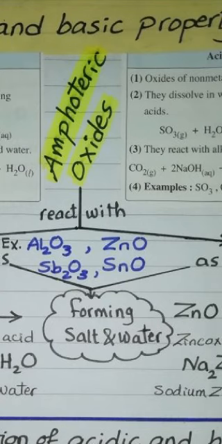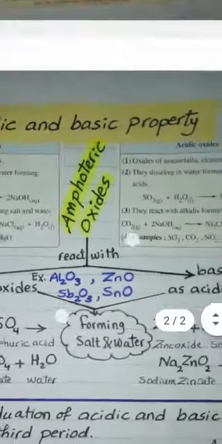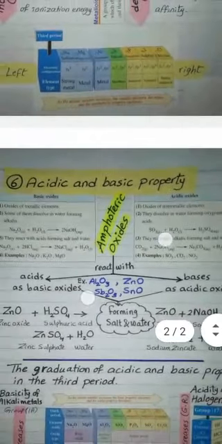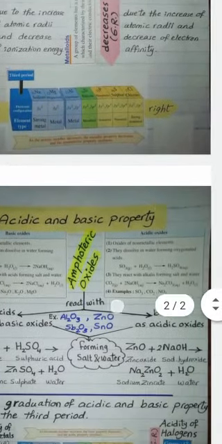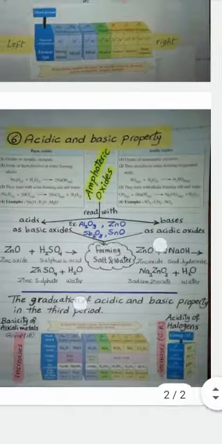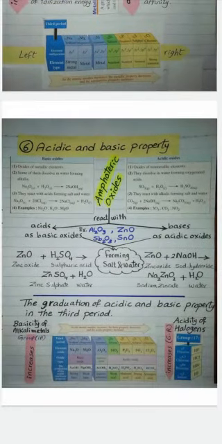The third type of oxides are known as amphoteric oxides, like aluminium oxide Al2O3, zinc oxide ZnO, antimony oxide Sb2O3, and tin oxide SnO. They react with acids as basic oxides and react with bases as acidic oxides.